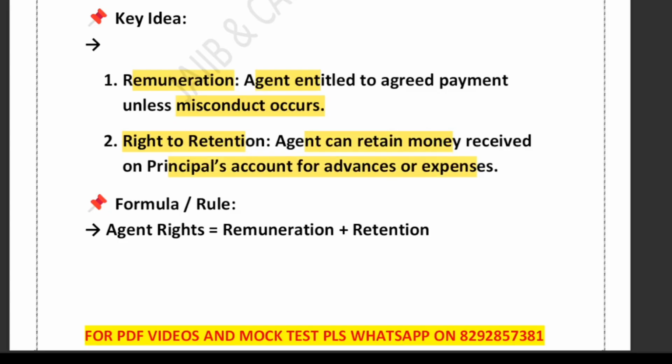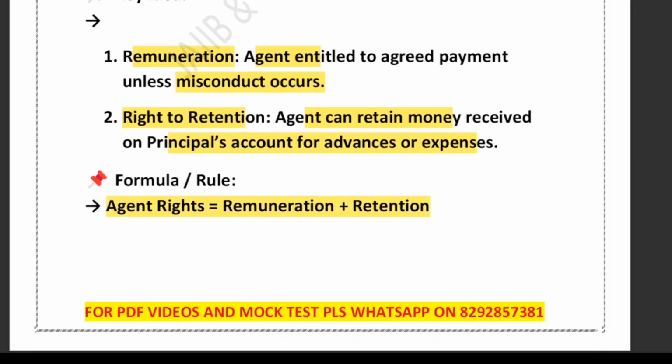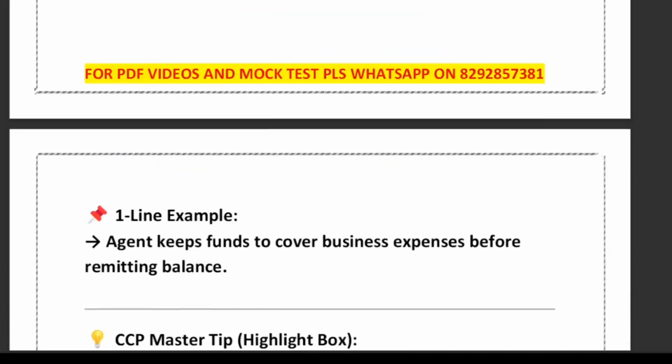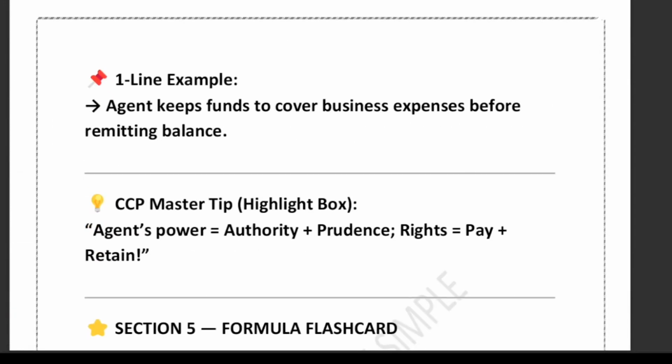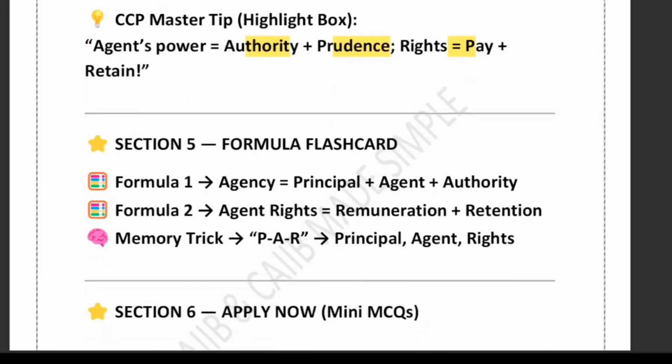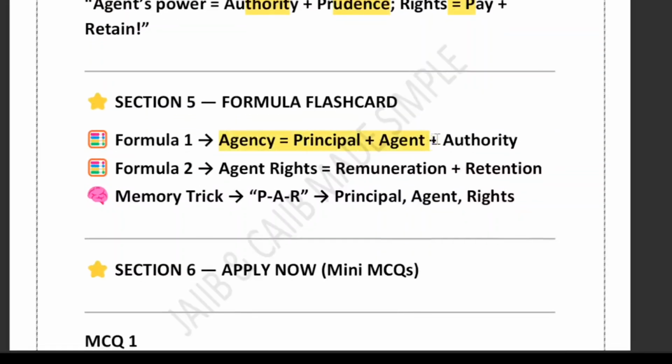Agents have legal entitlement under the agency contract: remuneration and right to retention. The formula is very simple: agent's right means remuneration plus retention. One example: the agent keeps funds to cover business expenses before sending the balance. So agent's powers mean authority plus prudence, and rights mean pay plus retain. The formula is agency means principal plus agent plus authority, and agent's right means remuneration plus retention.